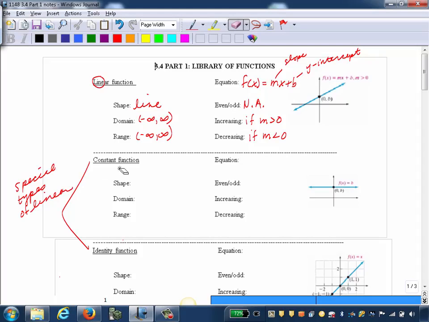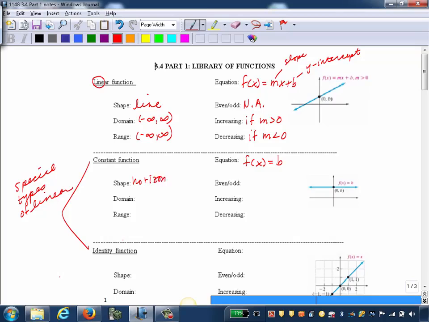Okay, a constant function. This is a specific case of a linear function. The general form of a constant function, like it sounds, is f of x equal to some constant, and we'll call the constant b. So an example here, here's our point (0, b), and this horizontal line goes through it. Our shape of a constant function is a horizontal line. We can see its domain would be all real numbers, negative infinity to infinity.